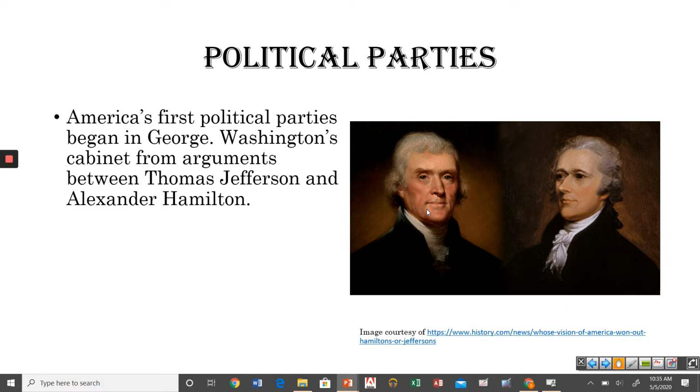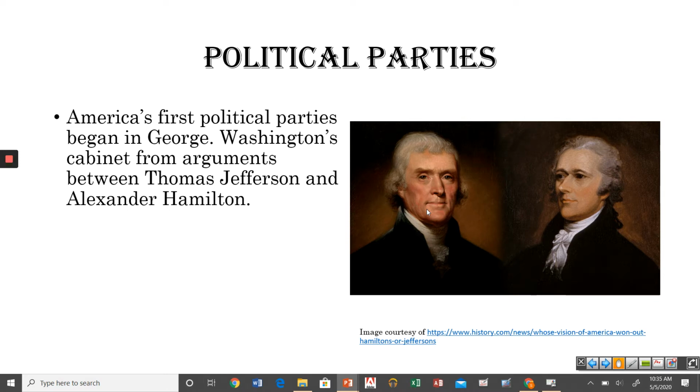Obviously, the country did not take that advice, and what is ironic about it is that the first political parties really came about within his own cabinet. He had a small cabinet, just Secretary of Treasury, Secretary of War, as it was called back then, Secretary of State, and then an Attorney General. Well, Jefferson was his Secretary of State, Hamilton was his Secretary of Treasury, and they had very different views as to how the country should be formed, how the government should operate. And it was their arguments within Washington's own cabinet that really set the ground for the first political parties.